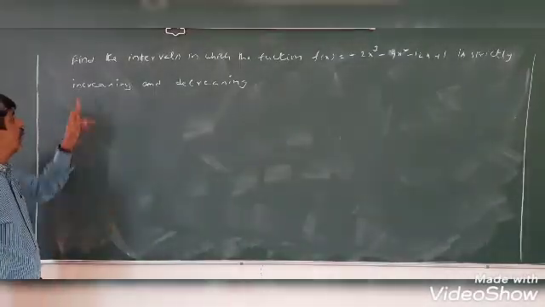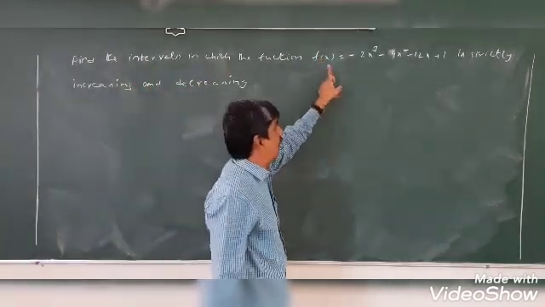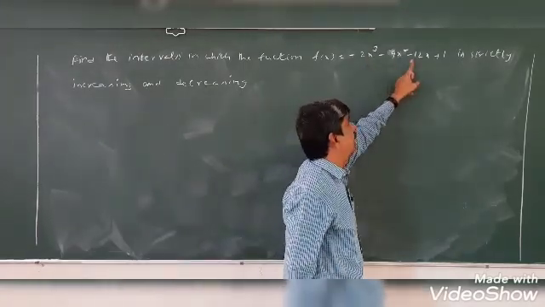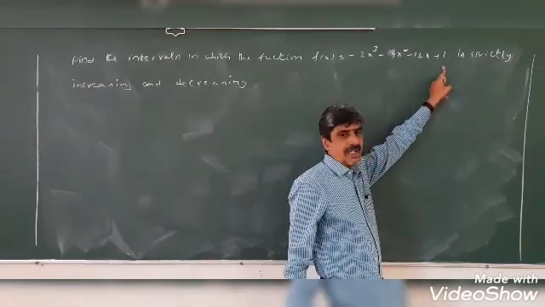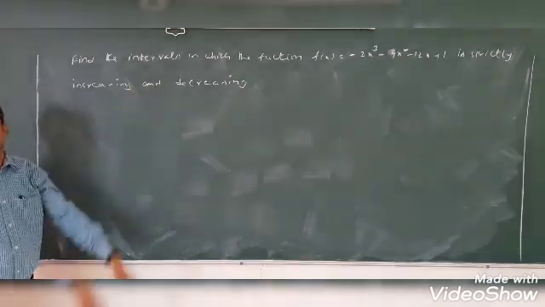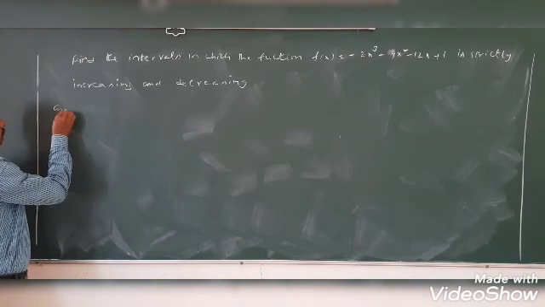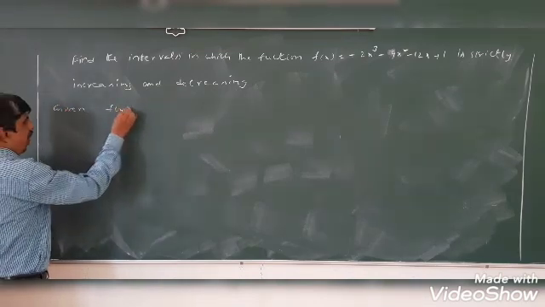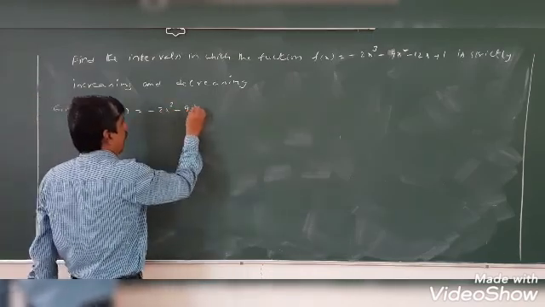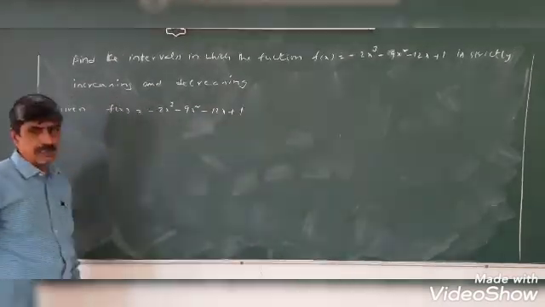Next numerical: find the intervals in which the function f of x is equal to minus 2x cube minus 9x square minus 12x plus 1 is strictly increasing and strictly decreasing. So given f of x is equal to minus 2x cube minus 9x square minus 12x plus 1.